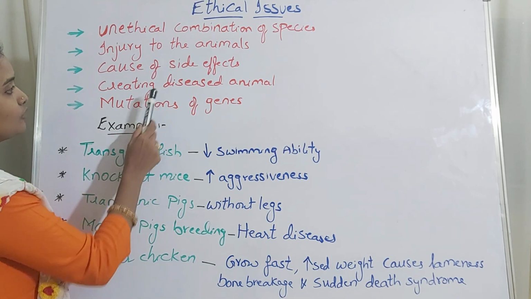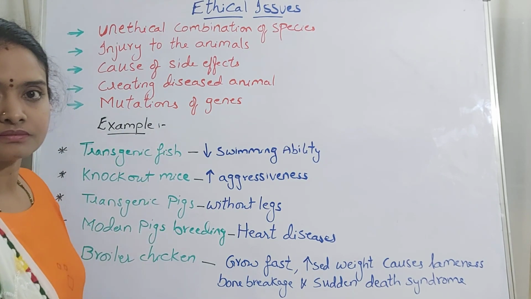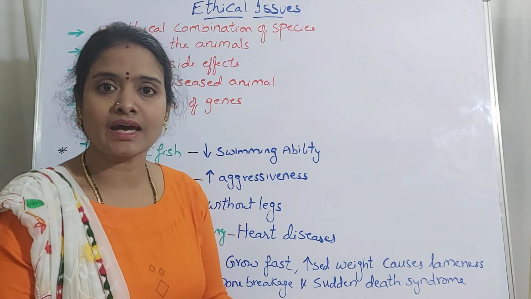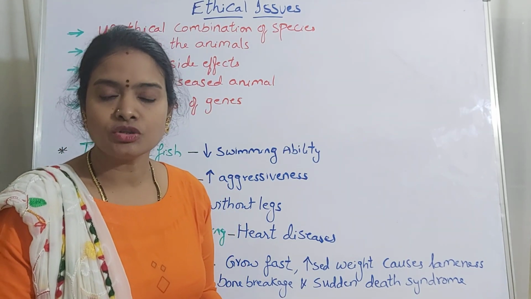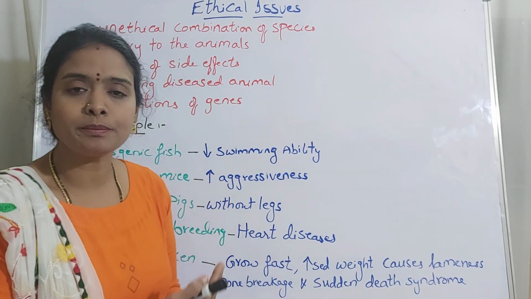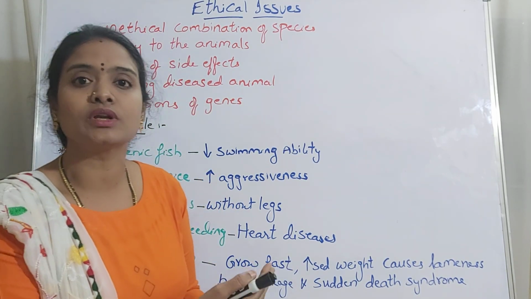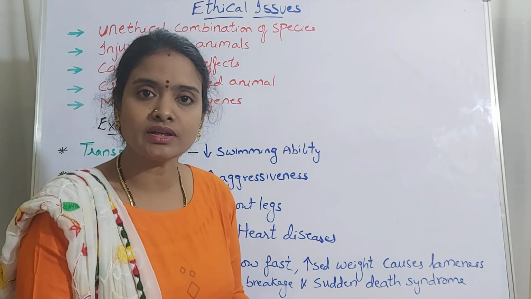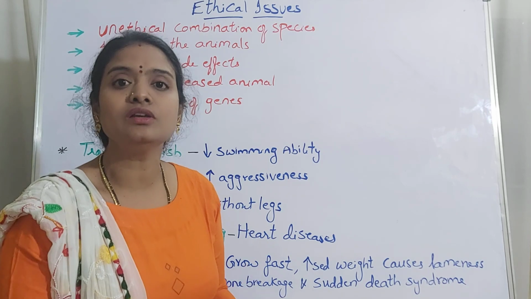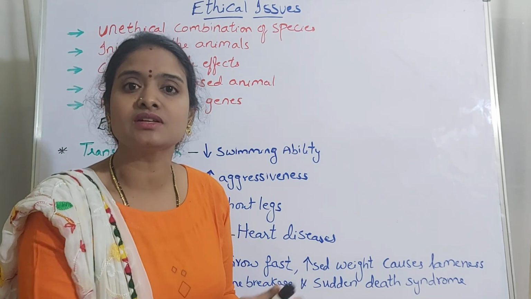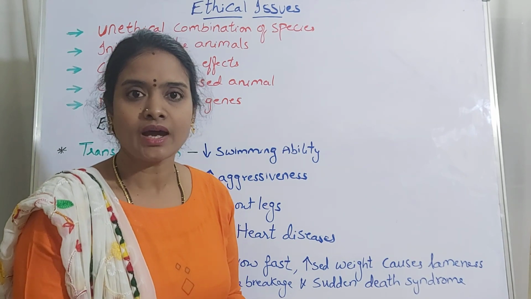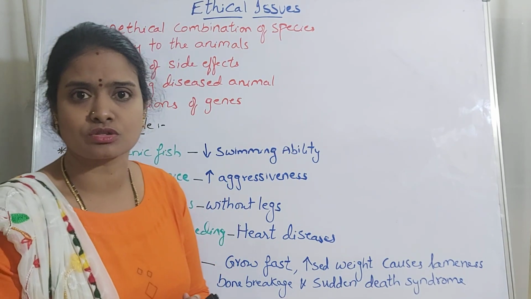Why do we have to create the diseased animal? In case of oncology or cancer drug testing, you want to know whether that drug has a 100% success rate in curing cancer or not. So what are you doing? You take an animal model and induce cancer or disease in that particular animal so that you can test your drug. And this was a successful research also.